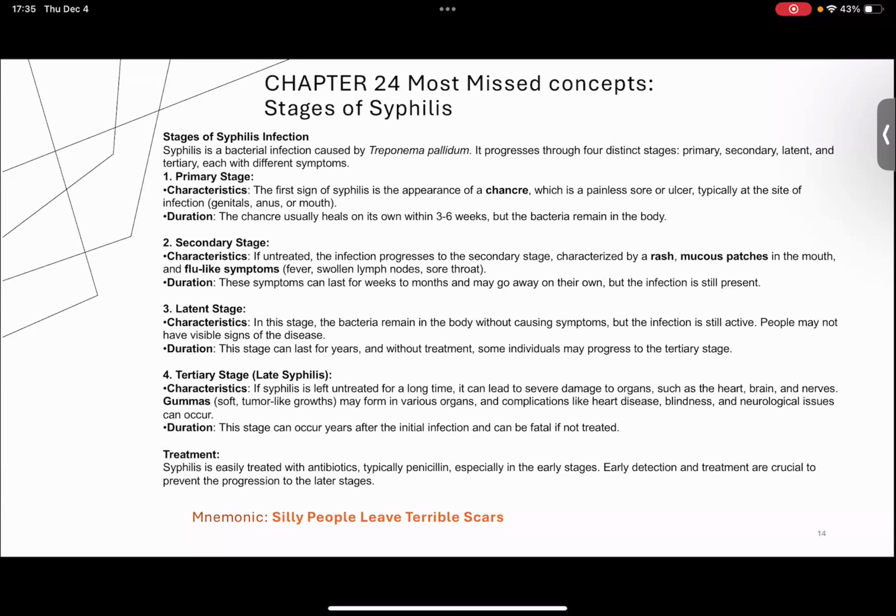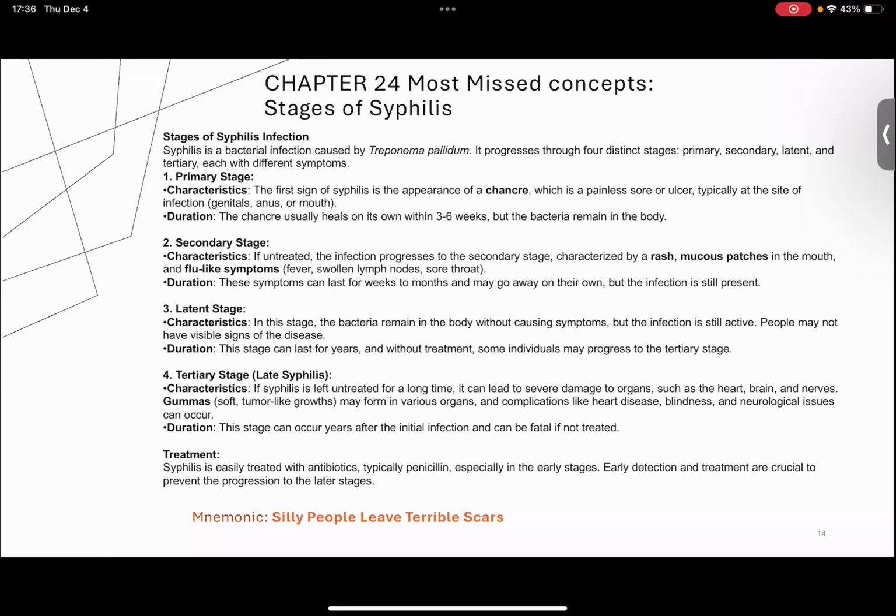All right, next, our final concept to cover for this review, is syphilis and the different stages of syphilis. Primary syphilis is usually associated with the chancre, which is a painless, small sore or ulcer, usually at the site where the bacteria got into the body. Again, it's caused by the bacterium Treponema pallidum.